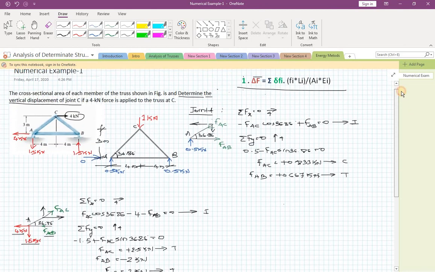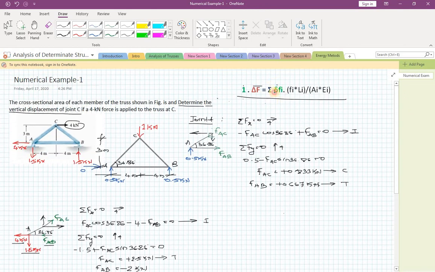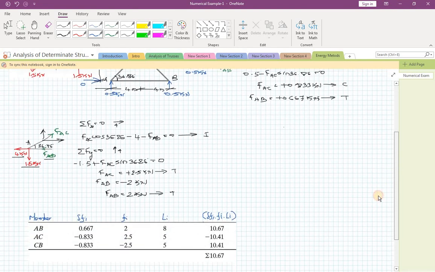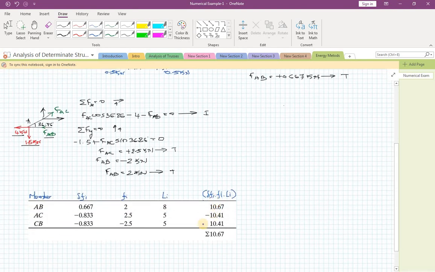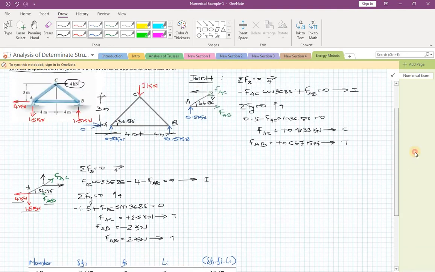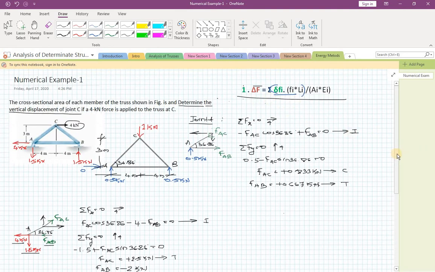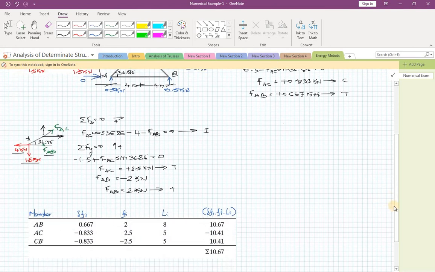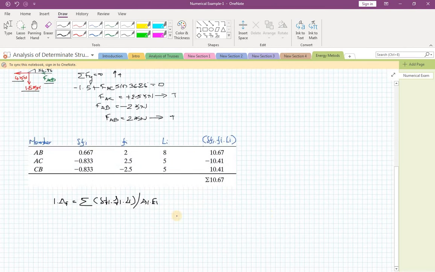Now in this equation, what I have done, I have tried to calculate this product, that is delta Fi times Fi times Li. That product I have calculated here, and I have made a summation of that. Now I will use this equation, that is 1 into delta F. Let me just write that equation here. Okay, I have written that equation here. So this 1 into delta F, this is what we want. This is actually the vertical deflection at joint C, and this summation of delta Fi times Fi times Li I have already calculated.